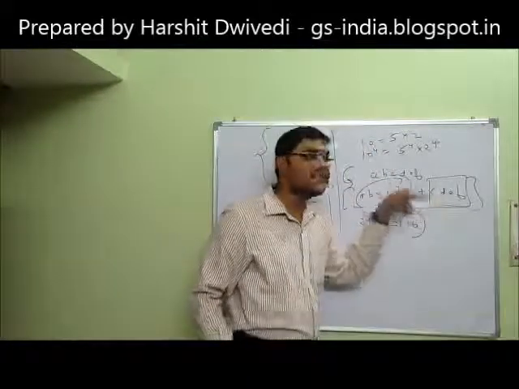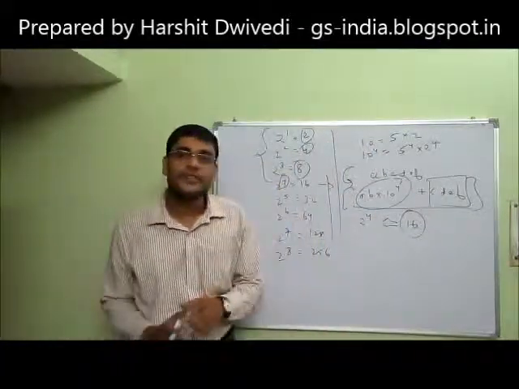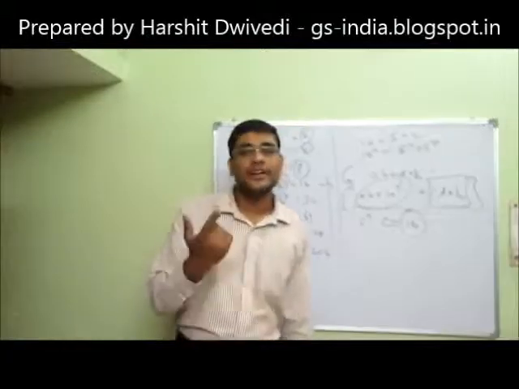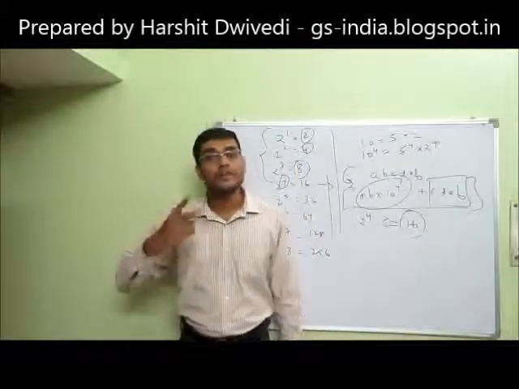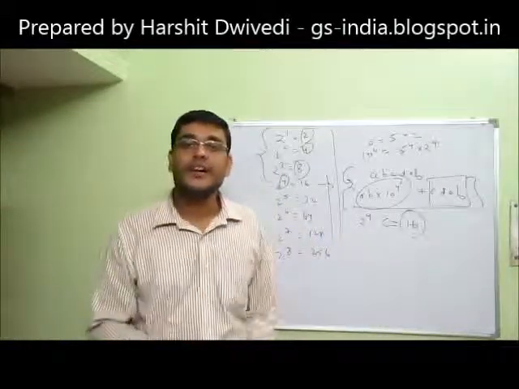How many digits are there? C, D, E, F, 4 digits. So for this reason we say that divisibility by 2, 1 digit; divisibility by 4, 2 digits; divisibility by 8, 3 digits; divisibility by 16, 4 digits.